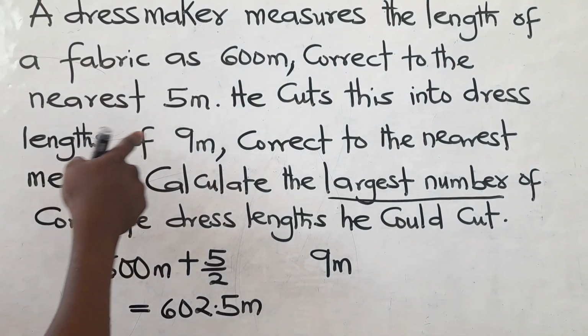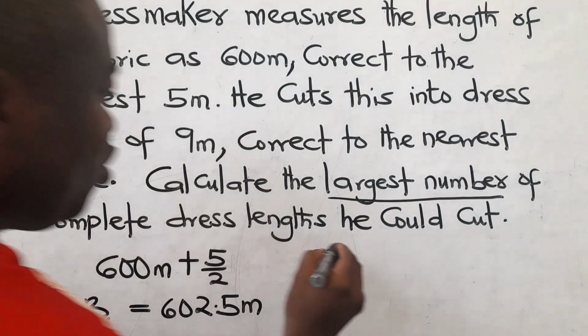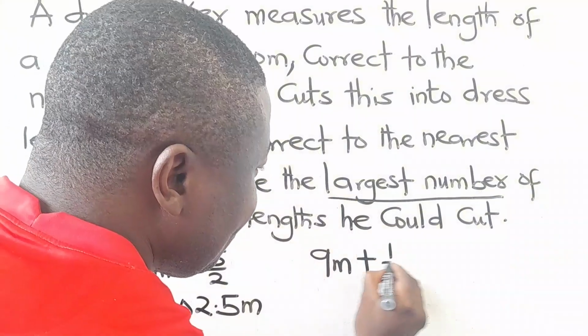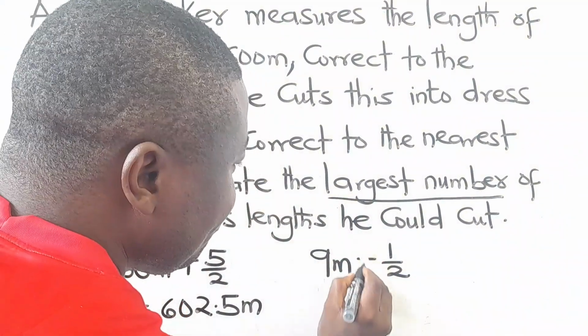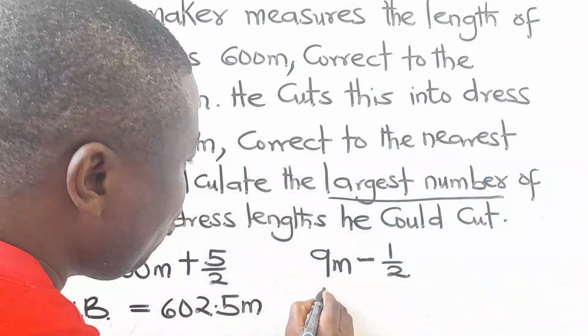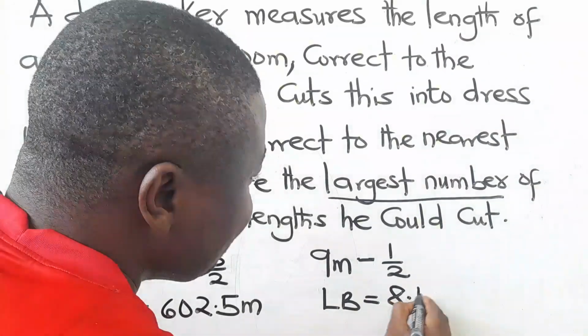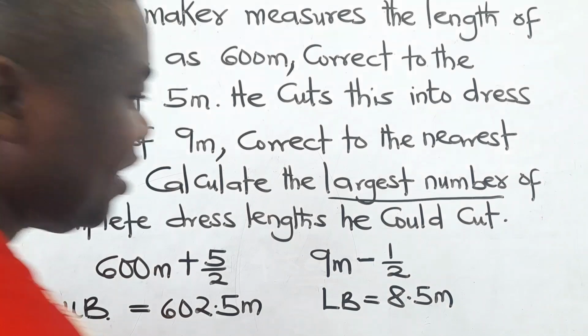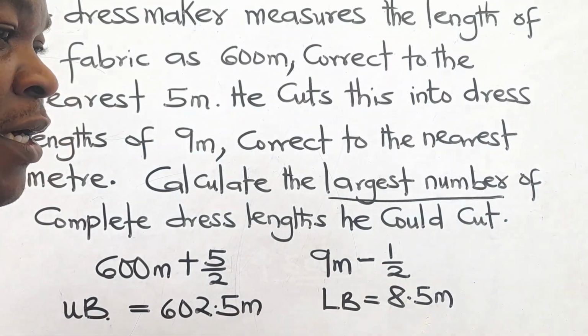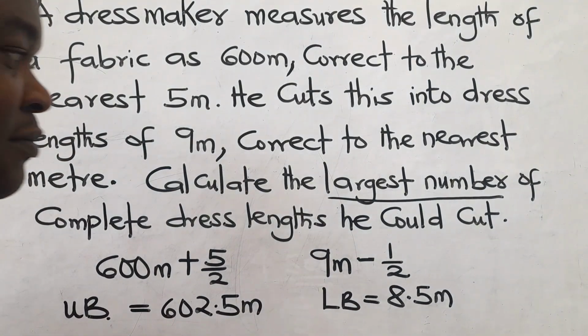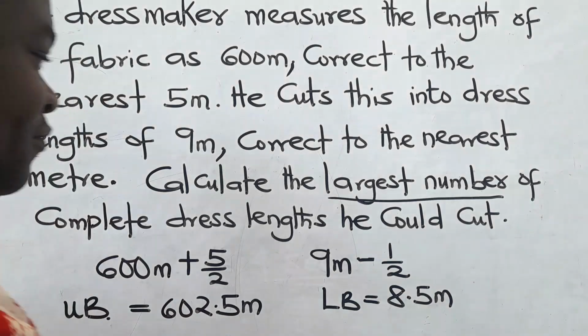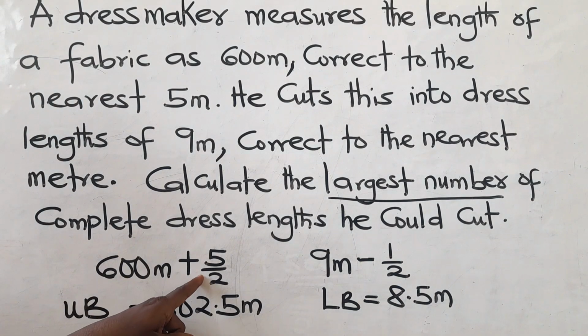This is to the nearest meter, so it is minus 1 over 2. So the lower bound will be 8.5 meters. I just changed this to decimal, which is 0.5. 9 minus 0.5 will give us that. I changed this one to decimal, that's 2.5. 600 plus 2.5 is 602.5. That's how I've gotten it.